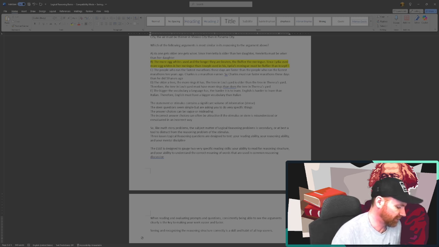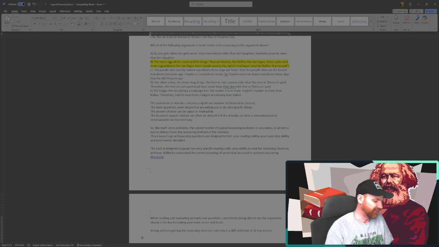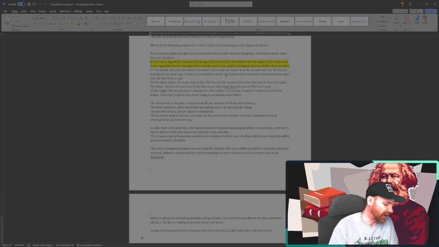The other reading skill you will be tested on is your ability to correctly understand the meaning of certain words commonly used in general reasoning and discussions. Words like must, because of, most likely, some, and or.